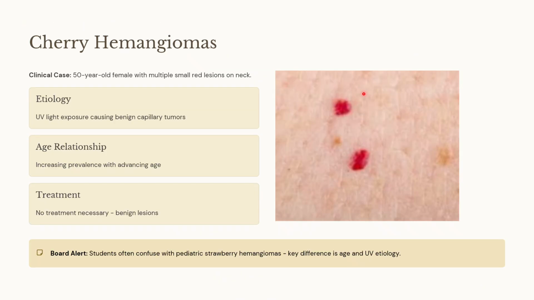This picture can be given. This looks exactly like a cherry, right? And that looks like a strawberry. So this is known as a cherry hemangioma. So what is the etiology? UV light exposure will result in this. It is also benign, similar to the previous one, but this can occur because of UV light exposure. It has an increased prevalence with advancing age. Similar to strawberry hemangioma, cherry hemangioma also doesn't need any treatment.